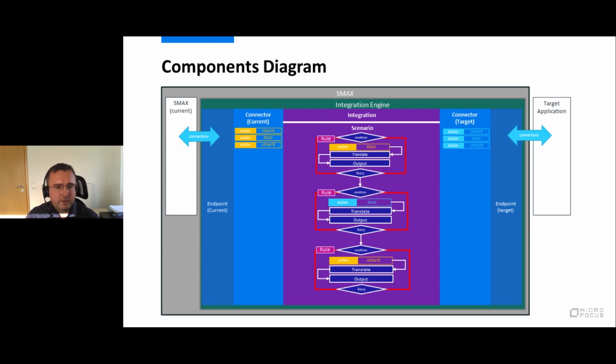And on the right side, you also see an endpoint to your target application. That means this is your endpoint to any external system you would like to integrate with, which is then configured in the SMAX endpoint area. And in the middle, the purple section is using those two endpoints, the current SMAX one and the target one, for your target system.